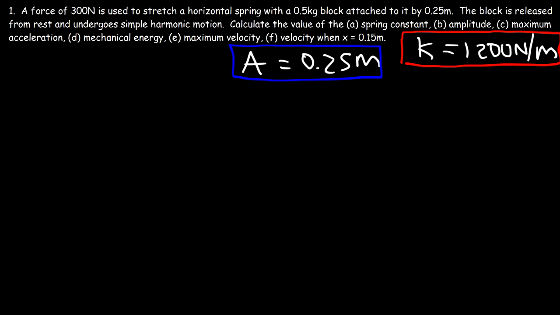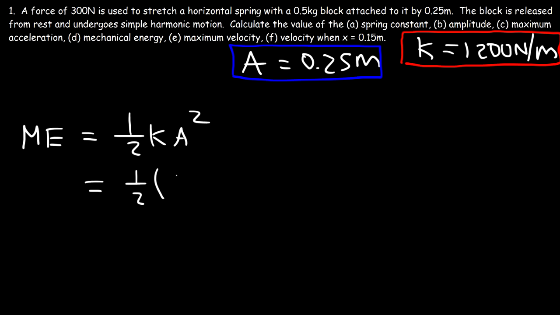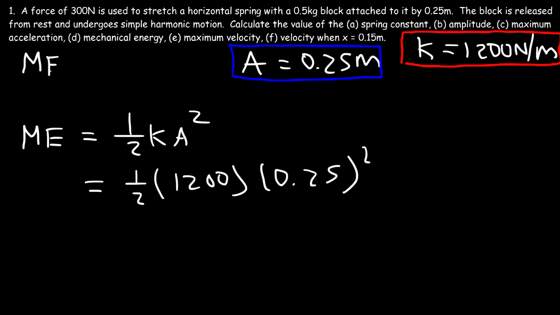Now let's move on to part D. Calculate the mechanical energy of the system. The mechanical energy is the total energy of the system. It's the sum of the kinetic and the potential energy of the system. But to find it, here's the formula you need. It's 1/2 multiplied by the spring constant times the square of the amplitude. So the spring constant is 1200. The amplitude is 0.25. So it's 0.5 times 1200 times 0.25 squared. And so the mechanical energy of the system is 37.5 joules.